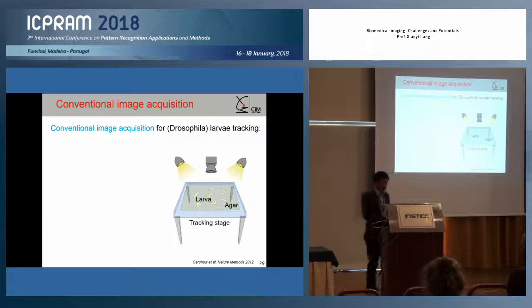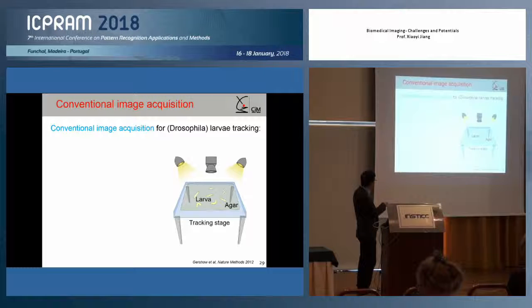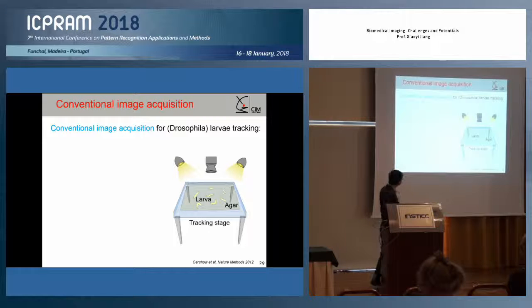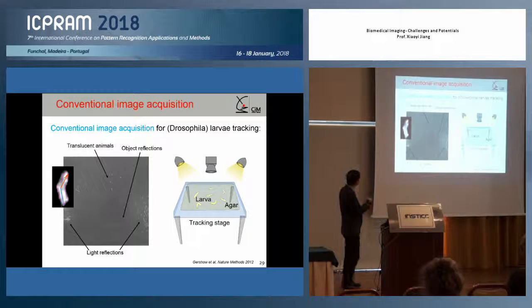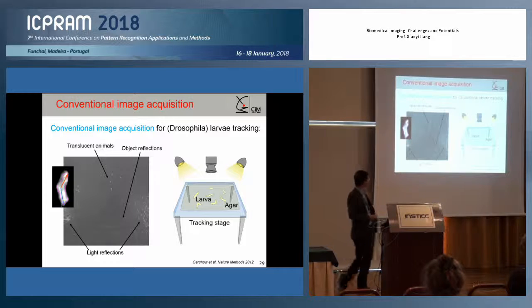Here you see the so-called fruit flies. This is one of the most important objects for biological study. Years ago, people started to use imaging techniques. This is a typical setup: you have a table, you have the agar, and the larvae move above the agar sheet, and you have a camera and lighting. This typically leads to this kind of images with problems: object reflections, light refraction, and the objects look like this. It's not very detailed imaging.